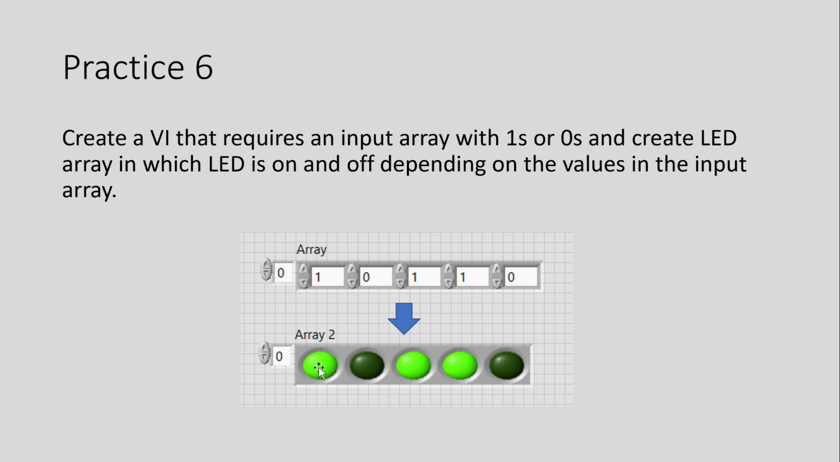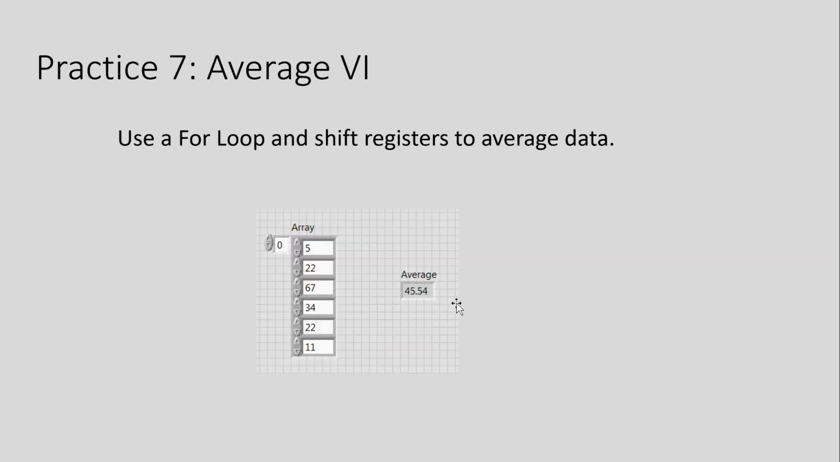And this is practice 6, and let me move on to practice 7. In practice 7, we use a for loop and shift register to average data from your array. So these are kind of random numbers, and we want to get the average out of these array values.